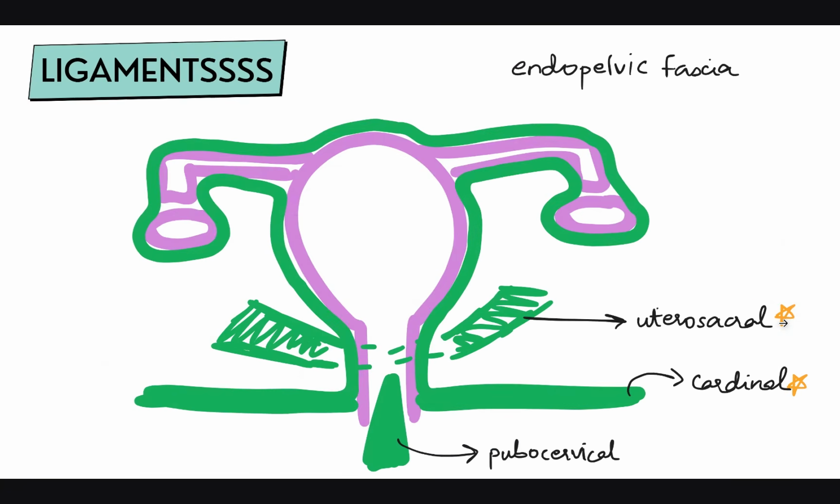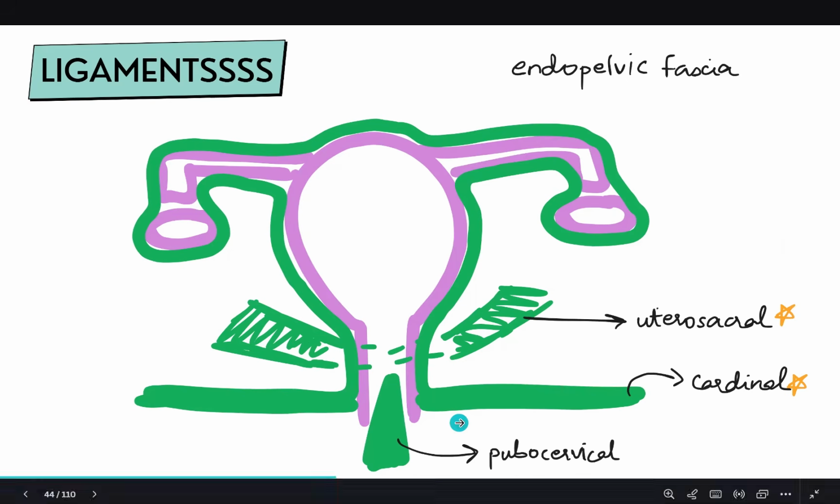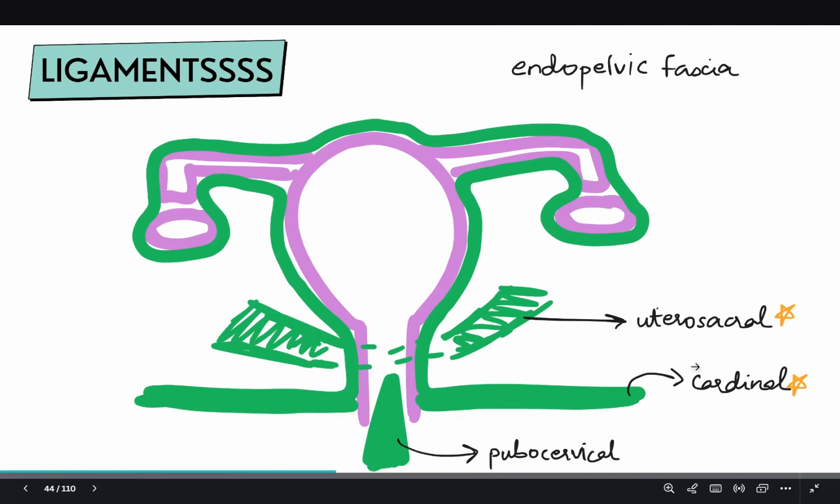Now, the first layer of covering and also ligaments that we have is the endopelvic fascia. I mentioned before we have the parietal pelvic fascia, which covers the muscles. The endopelvic fascia covers the organs. In certain places, this endopelvic fascia thickens, again, to provide support. There are many parts. The three important parts that I want you to know are these three.